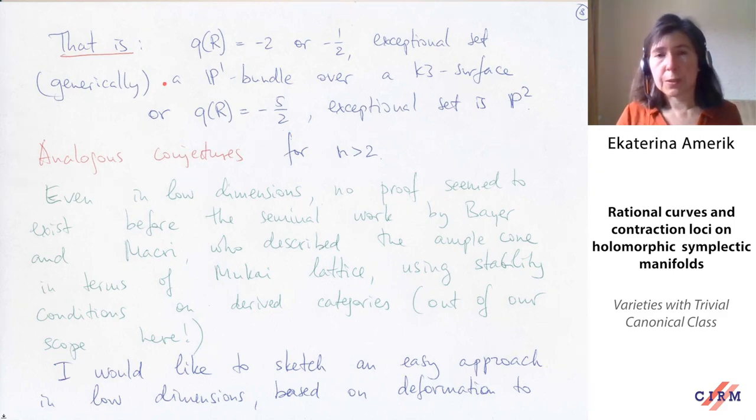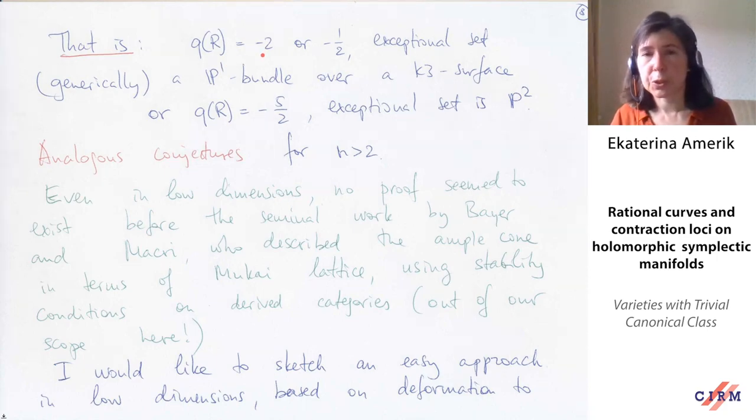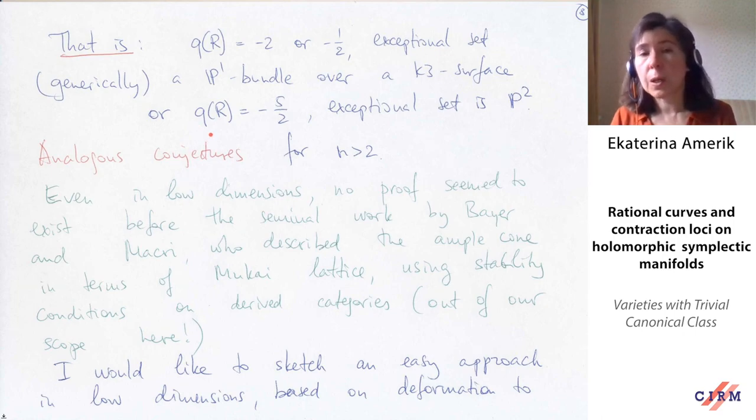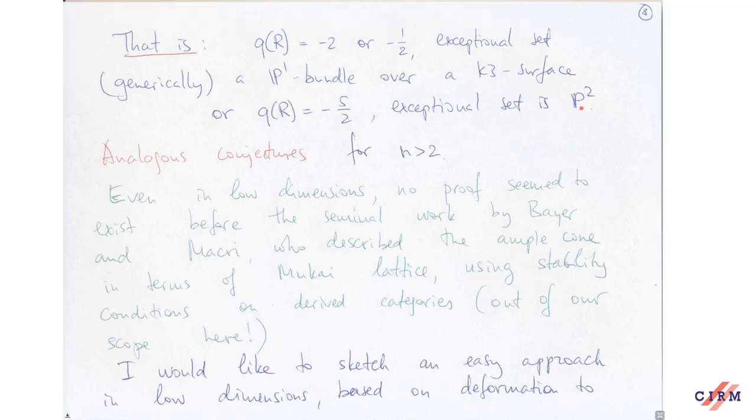So here I have just written it down. There are three types of extremal rays. It can be integer or half integer of square minus 2 or minus 1/2. Then the exceptional set is generically a P1 bundle over a K3, or it can be also half integer with Beauville-Bogomolov square minus 5/2, and then the exceptional set is the Lagrangian P2. And they had analogous conjectures for n equal to 3 and so forth.